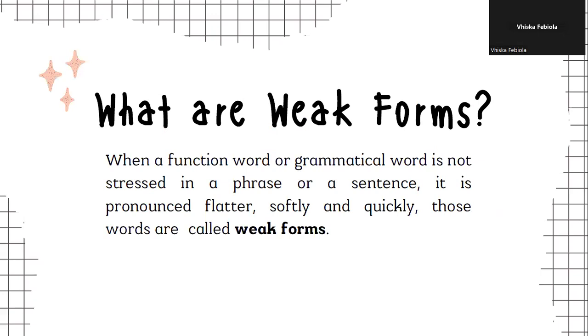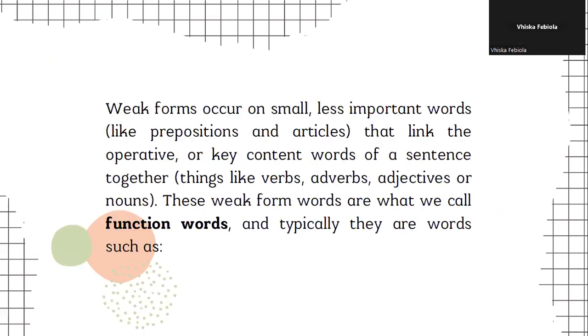When a function word or grammatical word is not stressed in a phrase or a sentence, it is pronounced flatter, softly, and quickly. Those words are called weak forms. Weak forms occur on small, less important words like prepositions and articles that link the operative or key content words of a sentence together, such as verbs, adverbs, adjectives, or nouns.